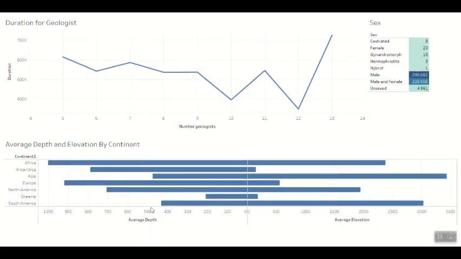Below we have the variation of the depth and the elevation in which the individuals were found by continent. Asia is where we find the highest elevation, followed by South America and Africa. In terms of depth, Africa is the continent where the depth is the highest, followed by Europe.